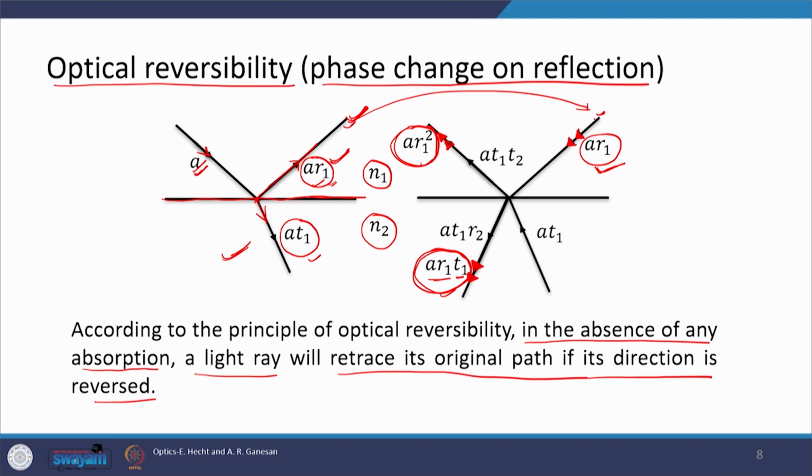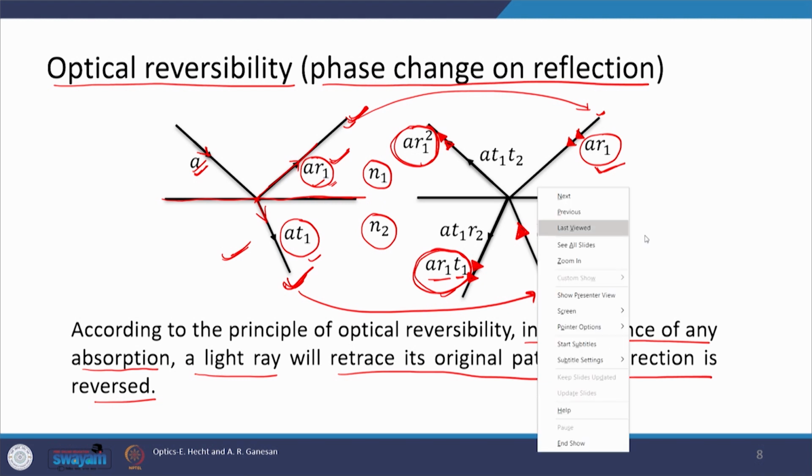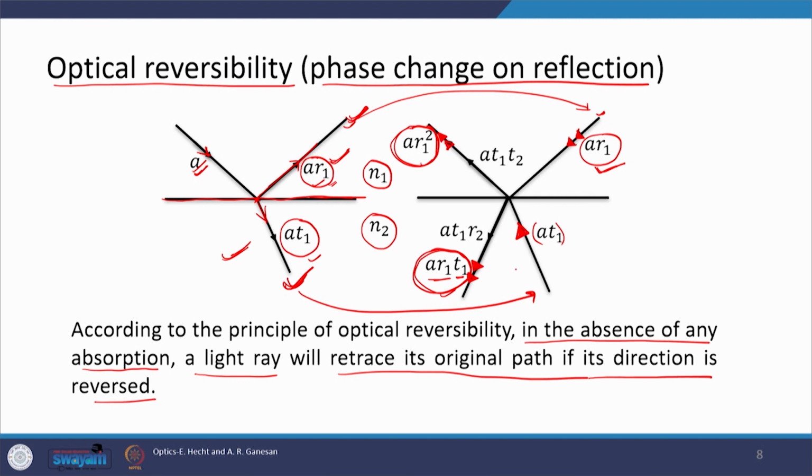Now, let us also reverse this arm which is in the transmitting medium, and this arm is shown here, represented by a single arrow, and the amplitude of this ray is A into T1. Now, in the first case the wave is coming from medium N1 and then it is going into medium N2. It is falling from the N1 medium at the interface between the two.